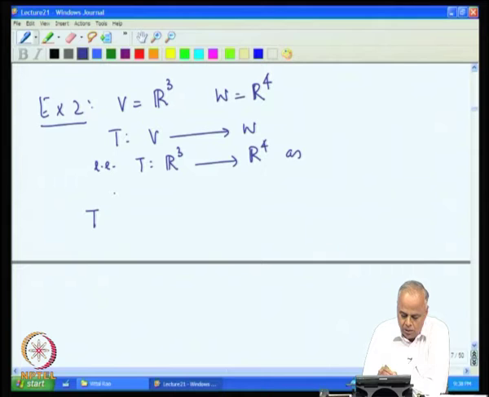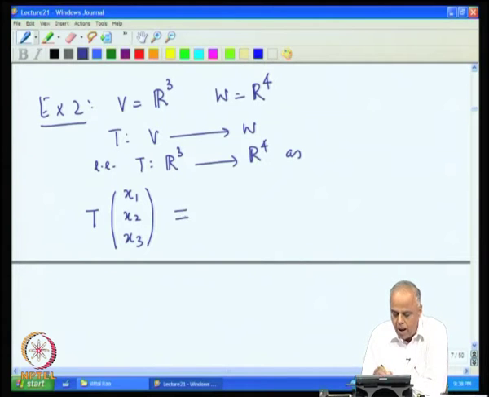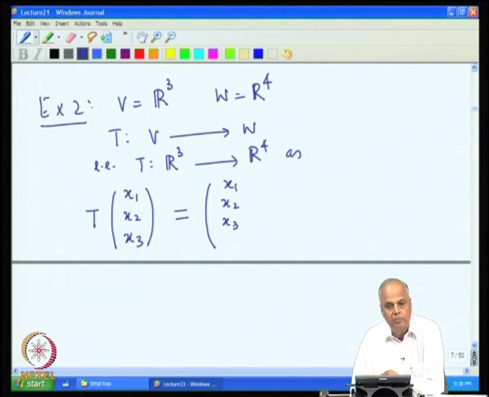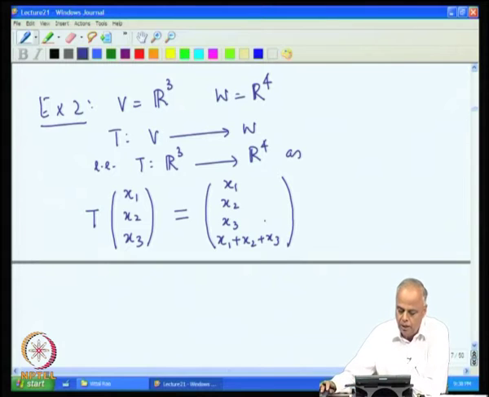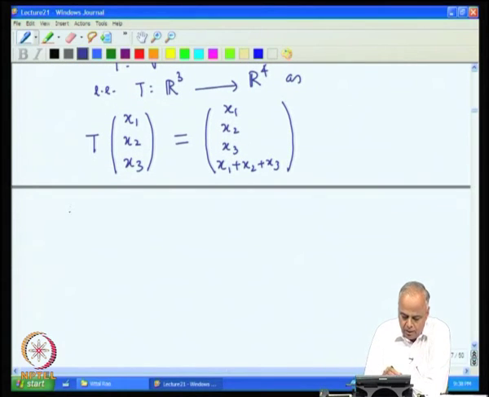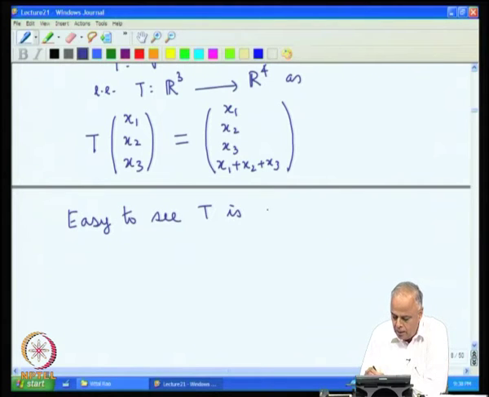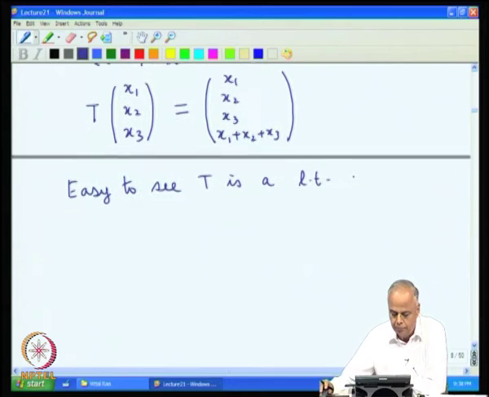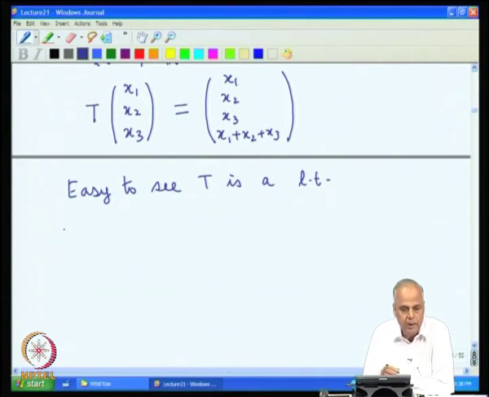What should T do? T should take a vector in R3. Any vector in R3 is of the form x1, x2, x3. It should map it to a vector in R4. Suppose the first 3 components are the same as the first 3 components of the vector x, and it has a fourth component, which just sums up the first 3 components. Then once again it is easy to check that T is a linear transformation. We shall now check whether T is 1-1.